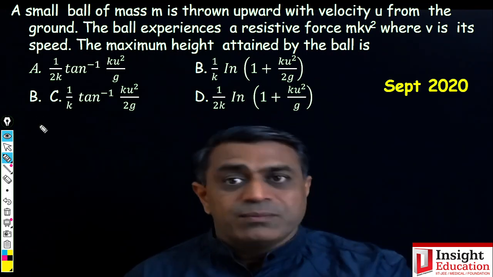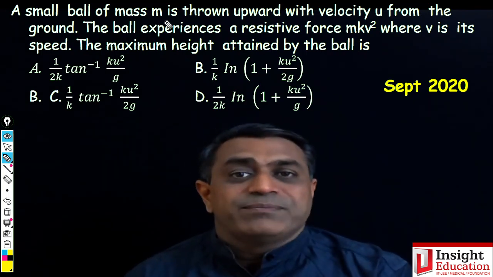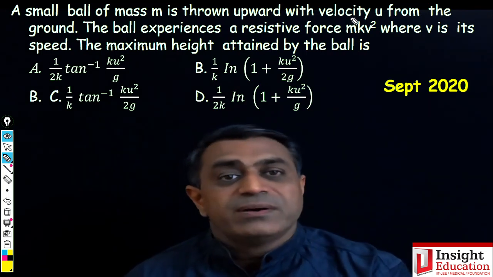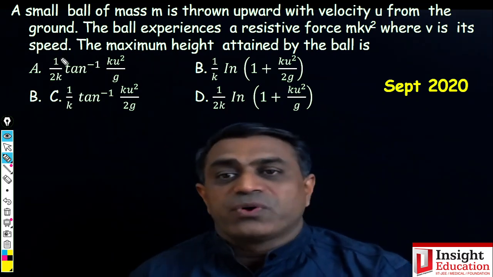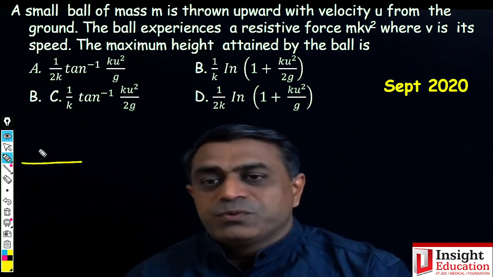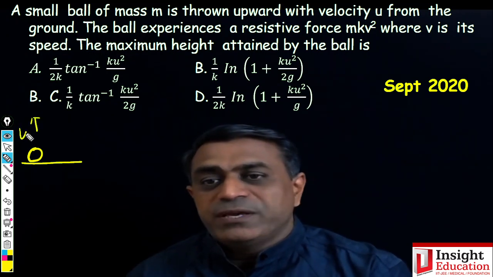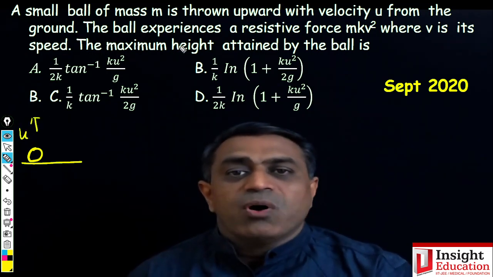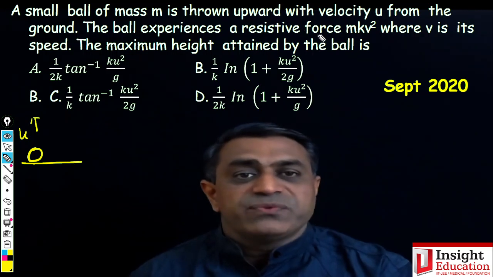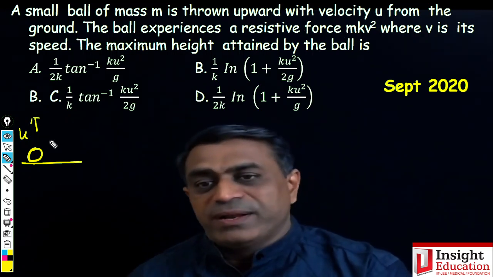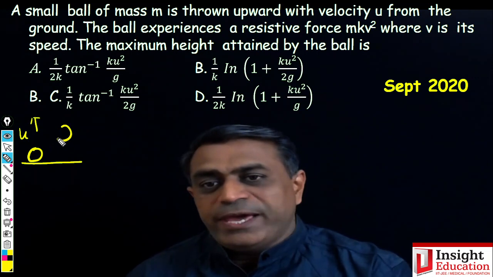a small ball of mass m is thrown upward with velocity u from ground. The ball experiences a resistive force mkv square. So suppose the ball is in the air.